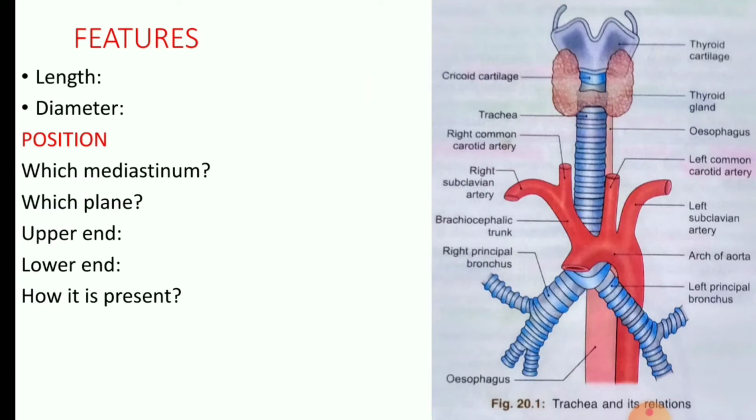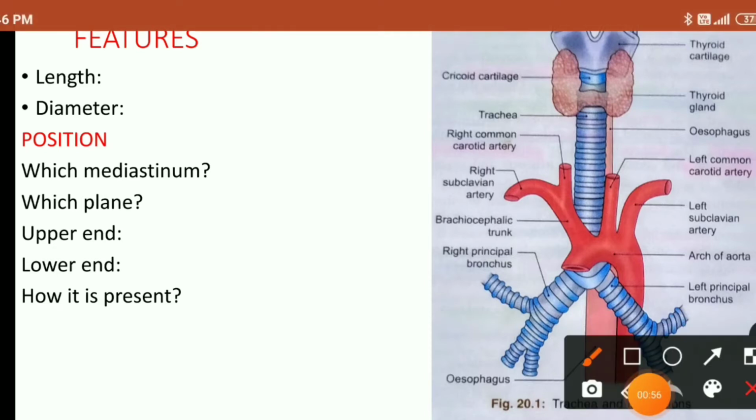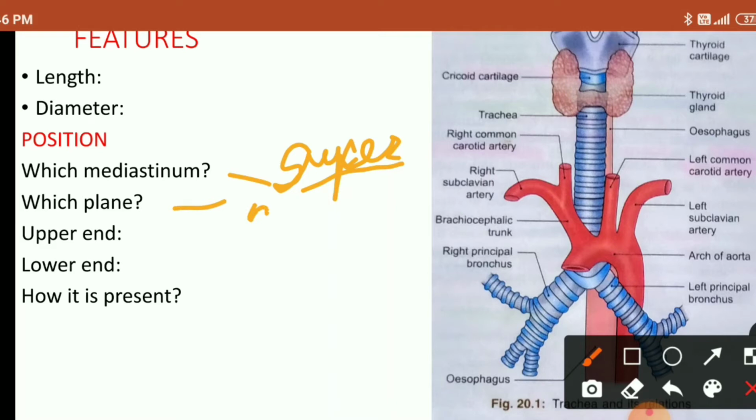Okay, let us first come to the features of trachea. What do we mean by trachea? Trachea is a part of our respiratory system. It is basically a fibroelastic tube supported by cartilaginous skeleton or cartilaginous rings. So where is it present? First thing, in which mediastinum it is present. So you see that it is basically present in the superior mediastinum. In which plane? Yes, in the median plane, in the midline.